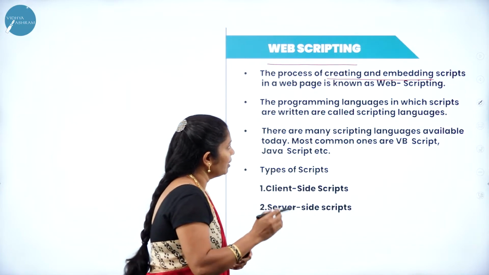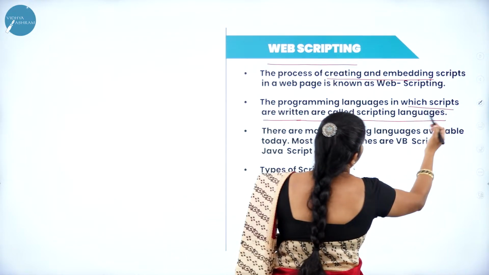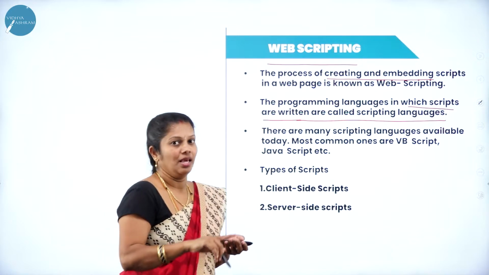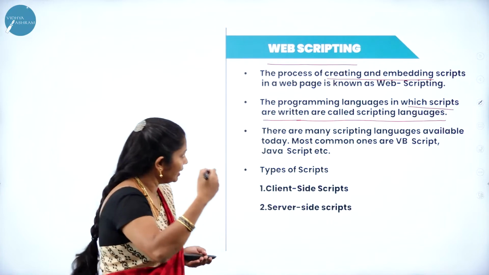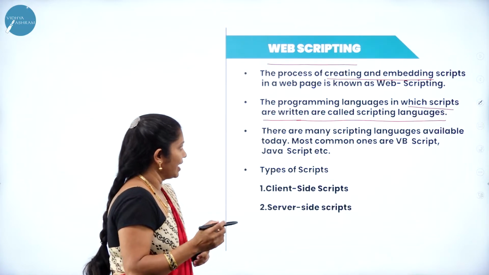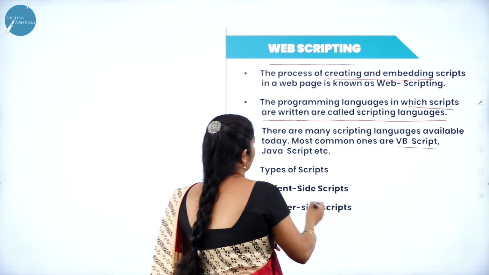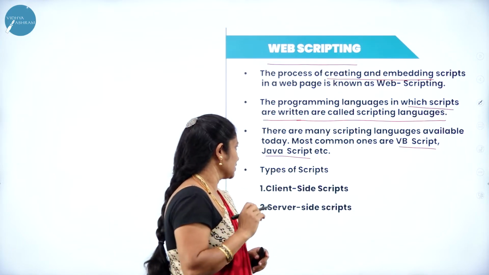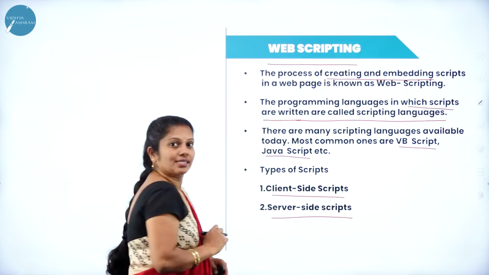The programming language in which scripts are written is called a web scripting language. If I want, I can write using HTML, DHTML, XML. By using all those, I can create my web pages. That language itself is called a web scripting language. There are many scripting languages available nowadays. The most commonly used are VBScript, JavaScript, XML, HTML, all of which can be called web scripting languages.